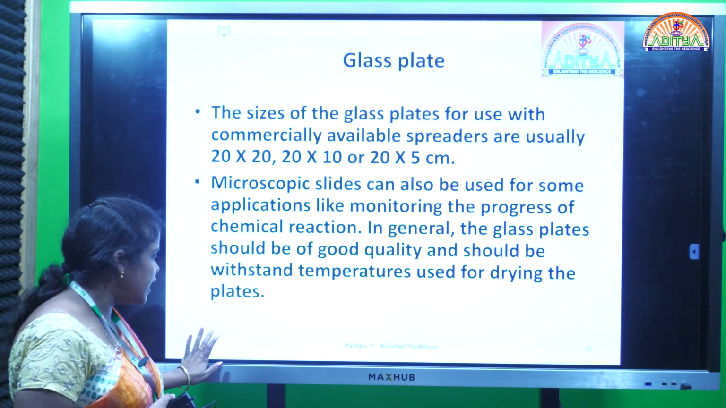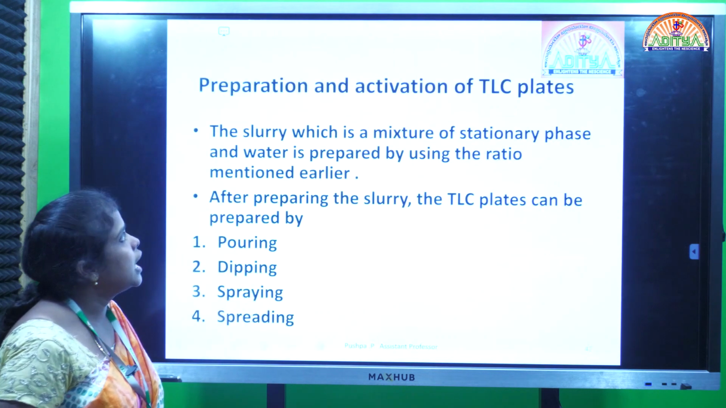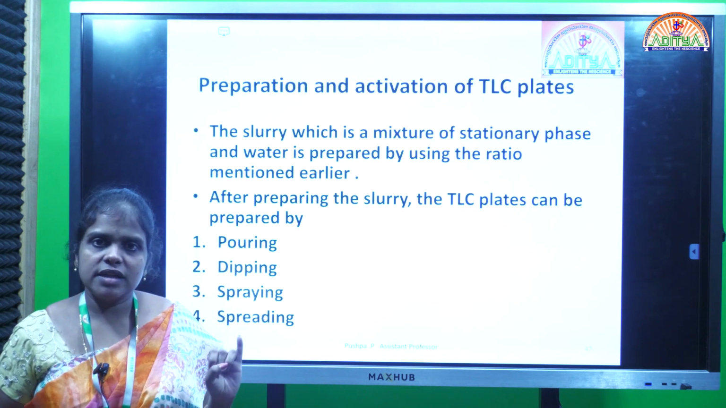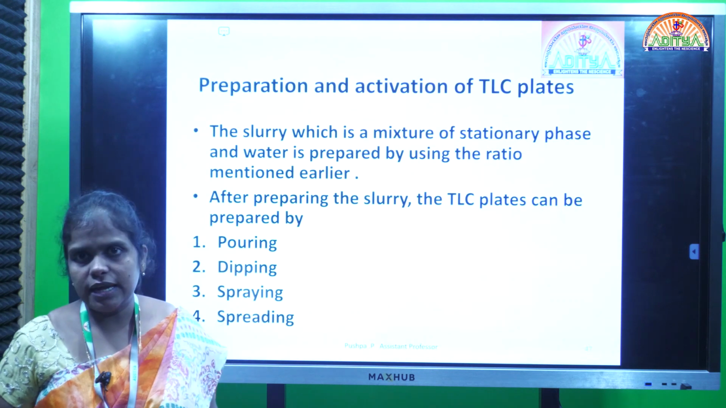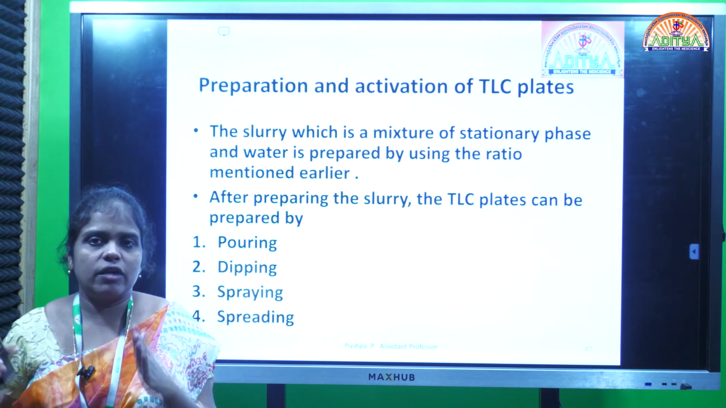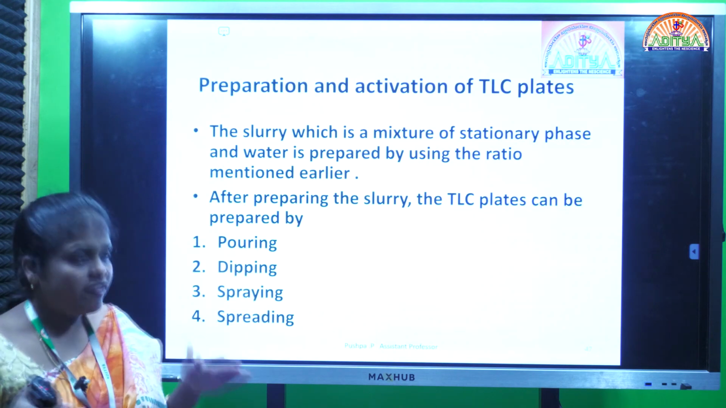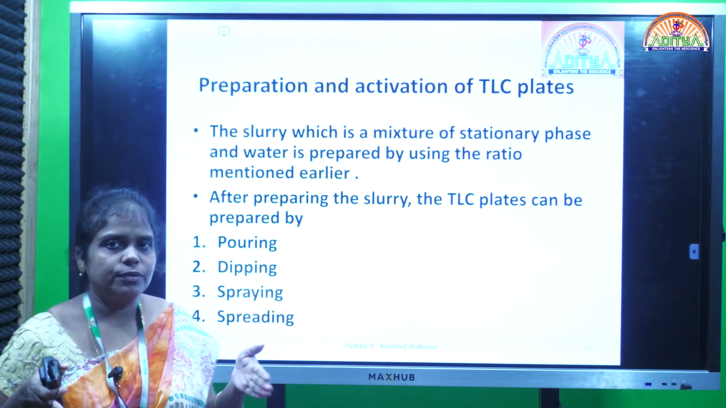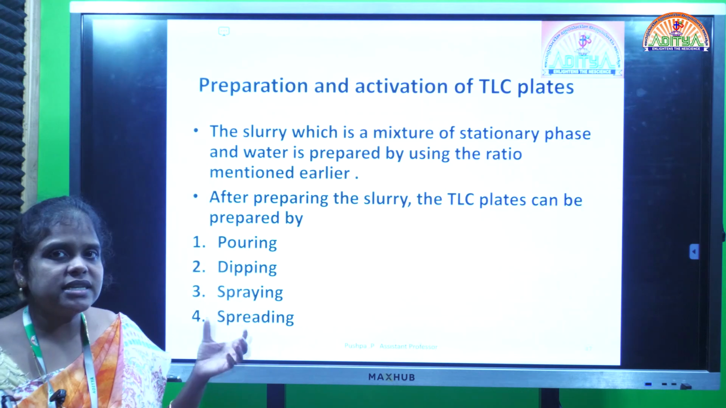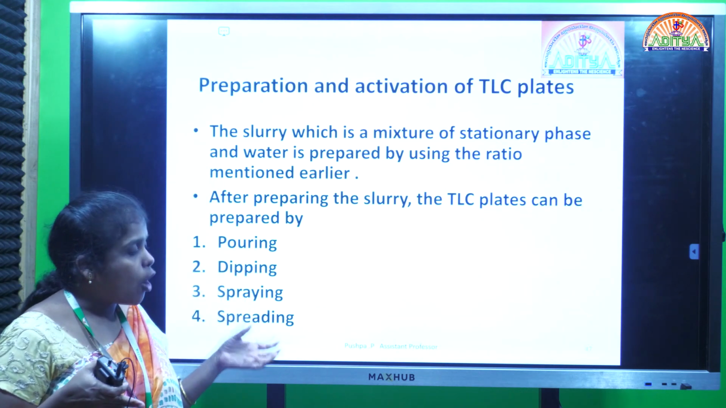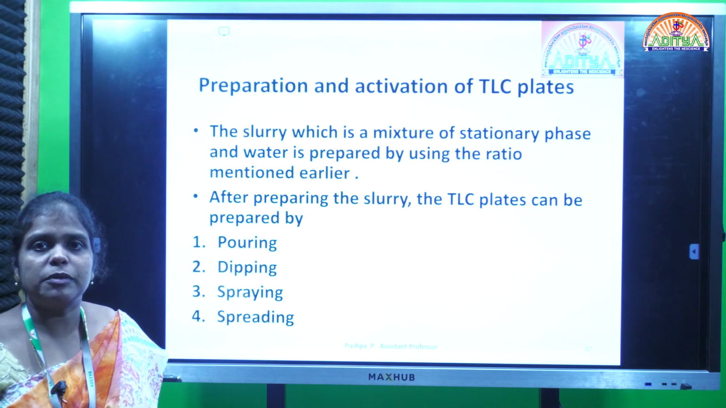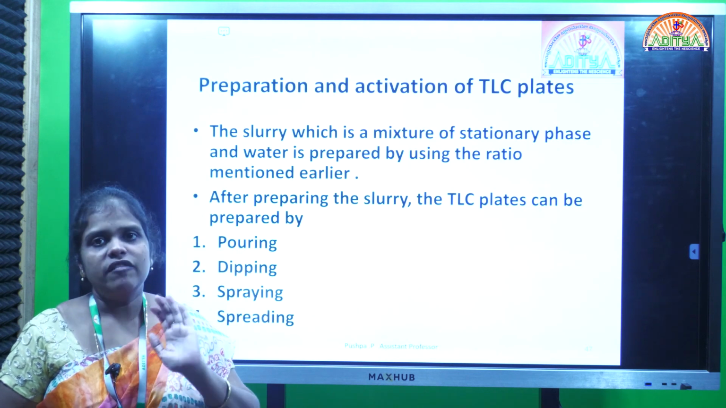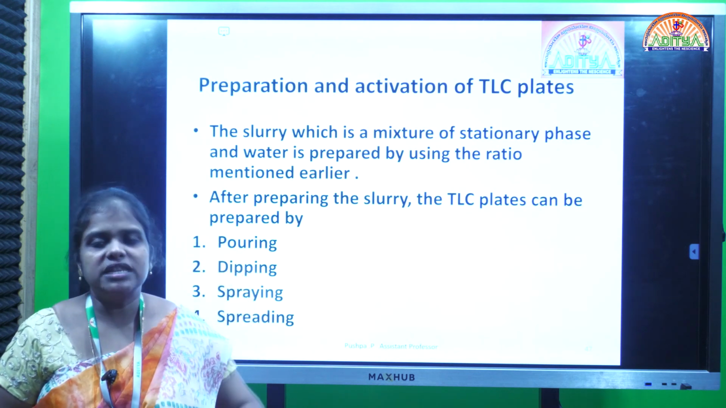Okay, next, after taking these glass plates, what will we do? Preparation and activation of these glass plates. First we take the stationary phase and mix it with water to make a slurry, and we take the glass plate of the required dimensions. After taking these 2 parts, the stationary phase slurry and the glass plate, what do you do? We have to apply the stationary phase slurry on this TLC plate. That is called preparation of the TLC plate. Preparation of the TLC plate means whatever stationary phase slurry we have prepared, we apply on that glass plate.